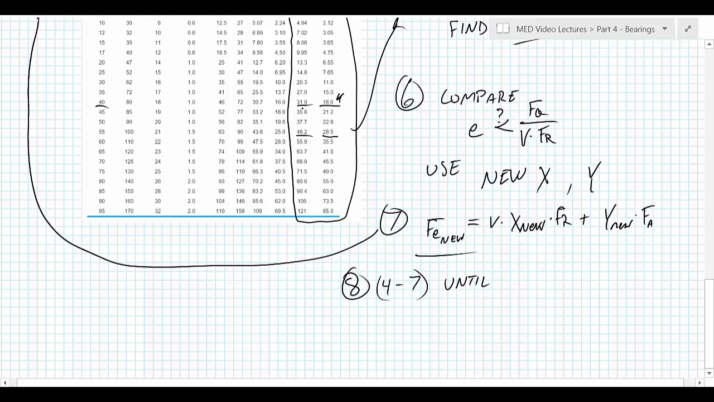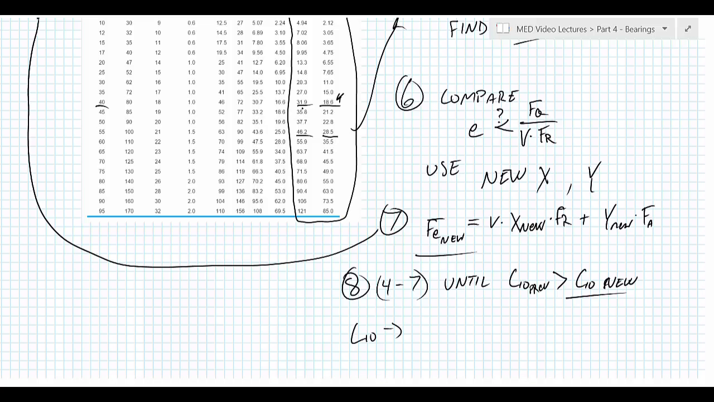until we need to stop. So if you get the same bearing, C10, over and over again, you should stop because you're getting the same values. Or if the catalog rating C10 of the previous one is greater than the C10 you're finding in this current iteration, you should stop. So if you're working your way up in sizing, you should be fine. If you're working your way down in sizing, then you're probably not within the right area. All right, so that's basically the process, and then we eventually find our C10 from the catalog of an angular contact ball bearing that will handle the loads we're interested in.